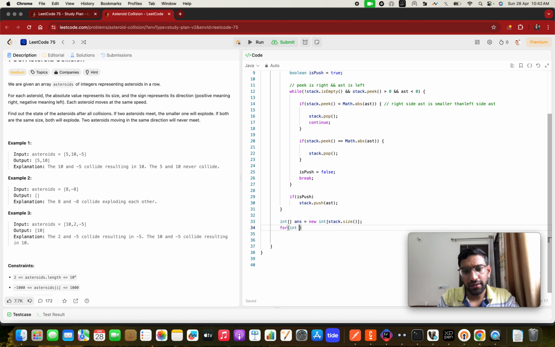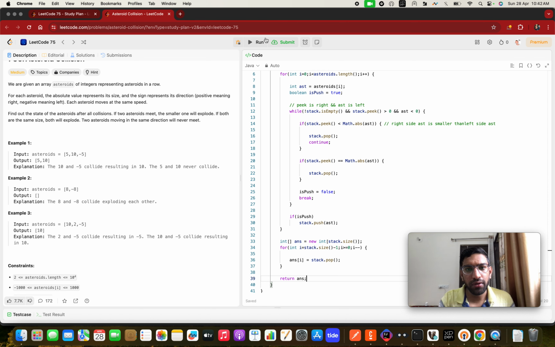So for integer i equal to stack dot size minus 1, i is greater than or equal to 0, and i minus minus, answer i equal to stack dot pop. Then simply return your answer array. So we are done with the code.